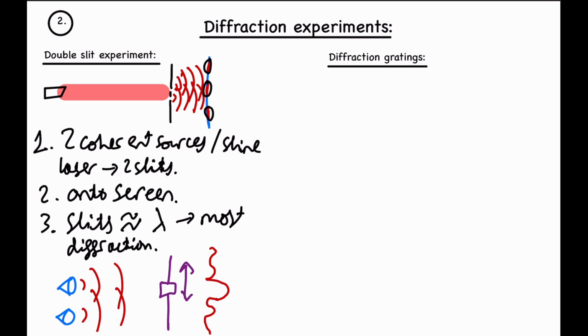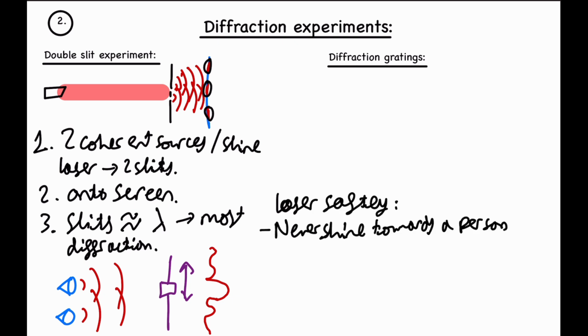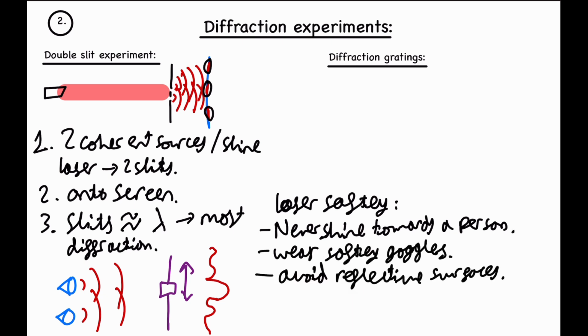And for these kind of experiments, because we are working with lasers, we would have to consider the safety. You would never shine towards a person, wear safety goggles, avoid reflective surfaces, and turn the laser off when it's not needed.